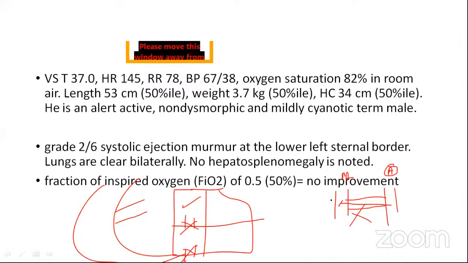So one more: pulmonary artery hypertension. Excellent. So pulmonary hypertension can be a cause. It can be because of multiple reasons. Okay. So good. Then anything else?